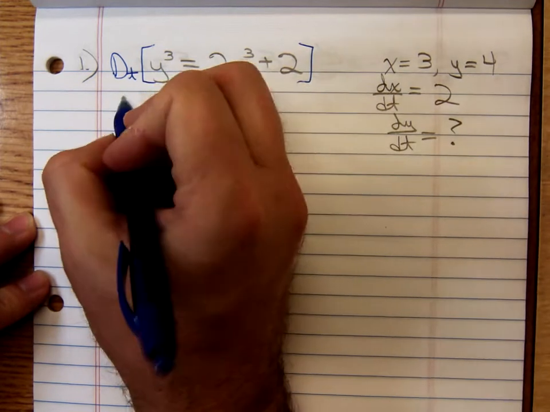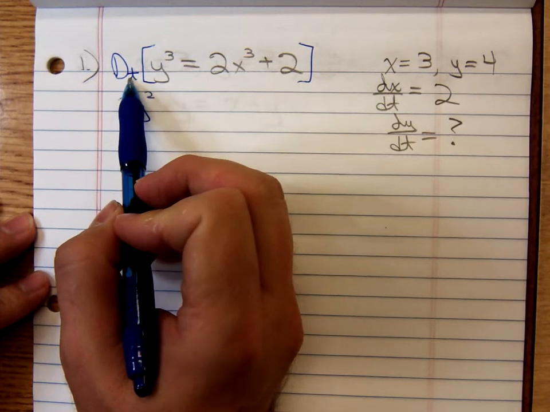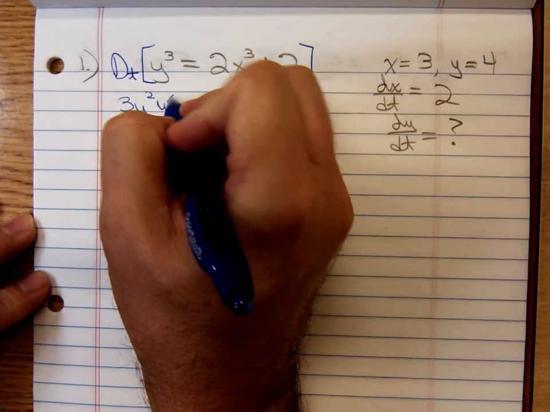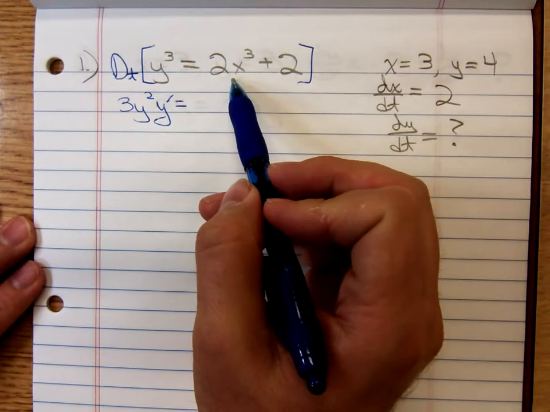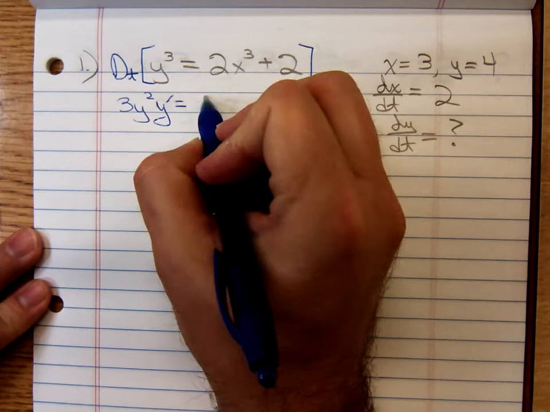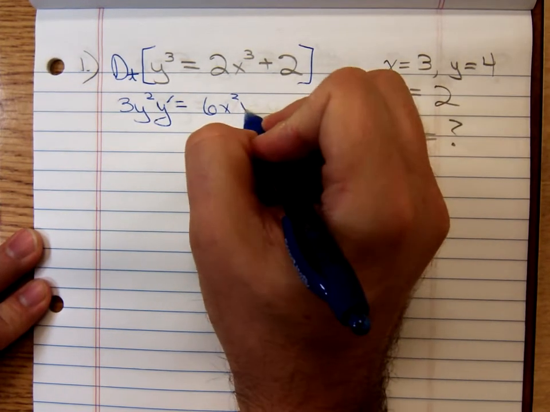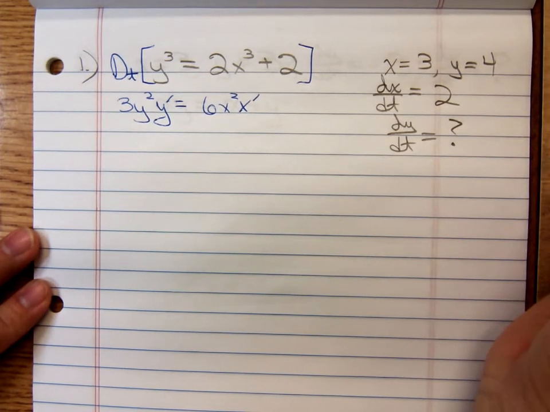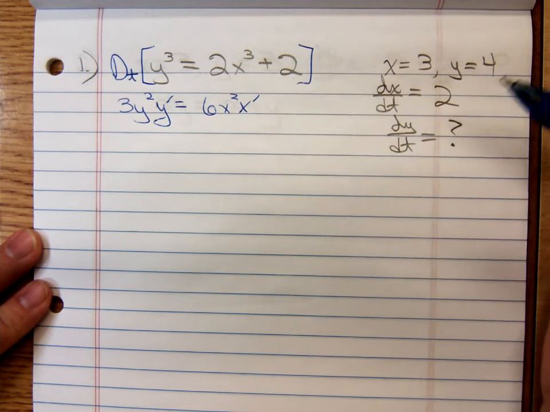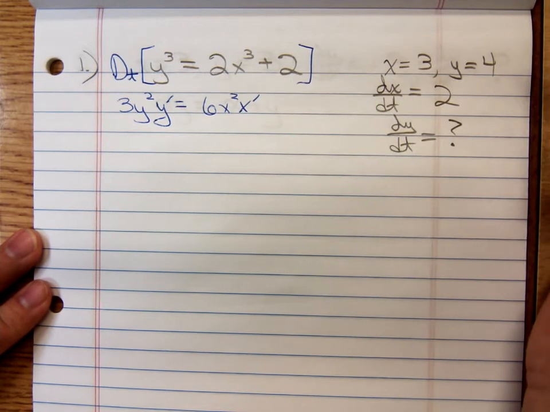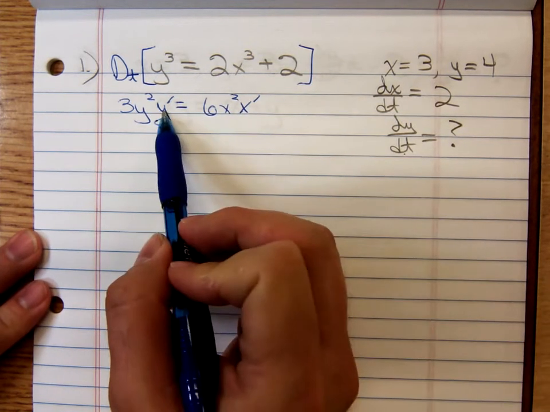Differentiating y cubed, that would be a 3y squared, times the derivative of y with respect to t, which I'm going to denote just y prime for brevity. The derivative of 2x cubed, that would be a 6x squared, times the derivative of x with respect to t, so I have to stick on another x prime. And the derivative of 2 is 0. And we're looking for dy/dt, so we're trying to solve for y prime.